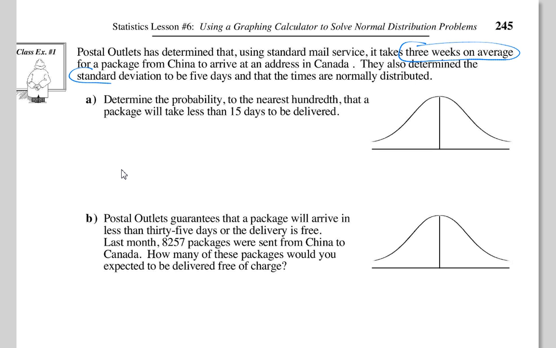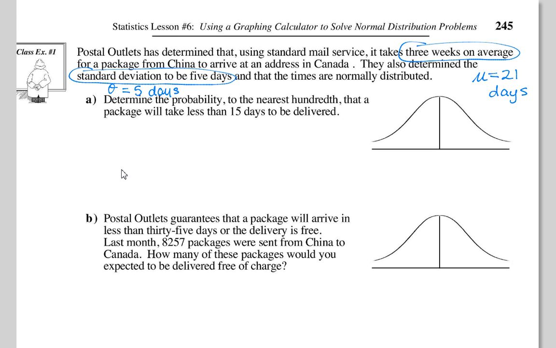Now you got to be careful here. The deviation's in days, the average is in weeks. You got to be consistent. So let's just change the average into days. 3 weeks is how many days? 21 days, right? 3 times 7, 21. And then sigma here is 5 days. You guys okay with that?